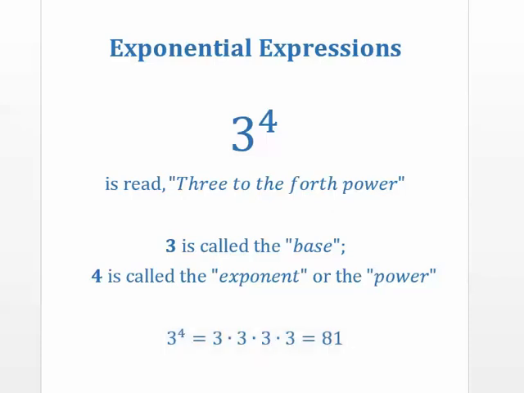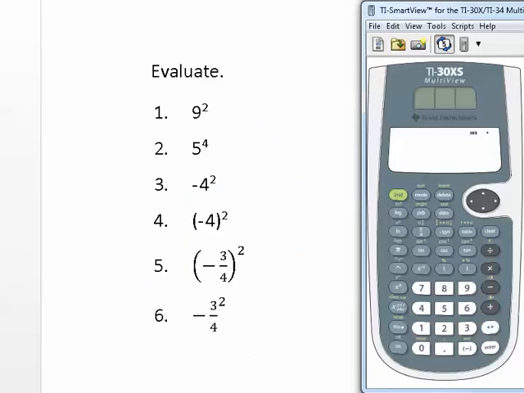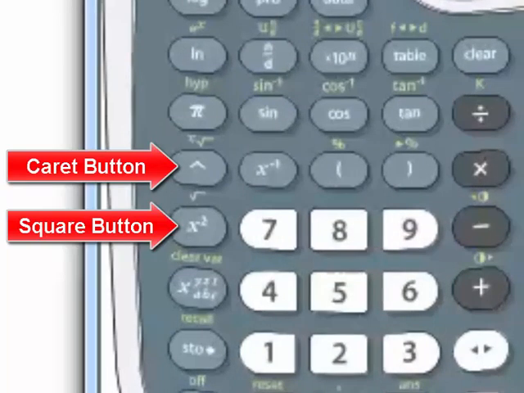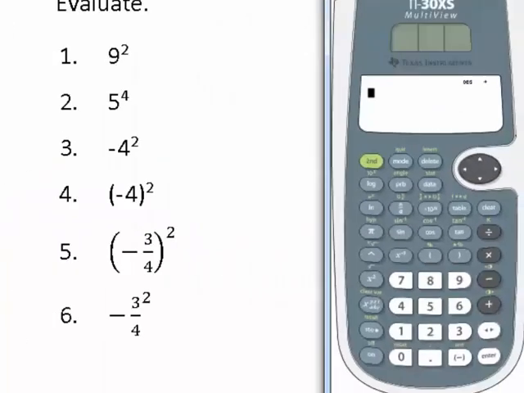So now let's take a look at some examples. Alright, so what we're going to do is work through 6 examples, and we're going to evaluate these expressions that you see here. But before we do, let's locate the square button and the general exponent button, which again is called the caret button. So they're located in the far left-hand column, and you see them here. So now let's work through the examples.